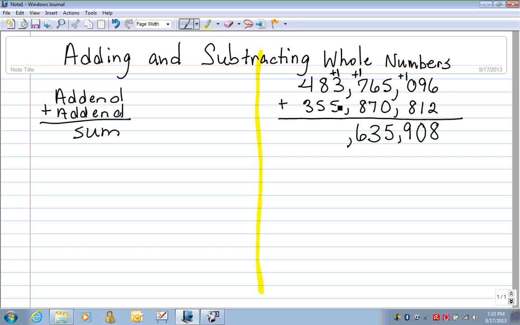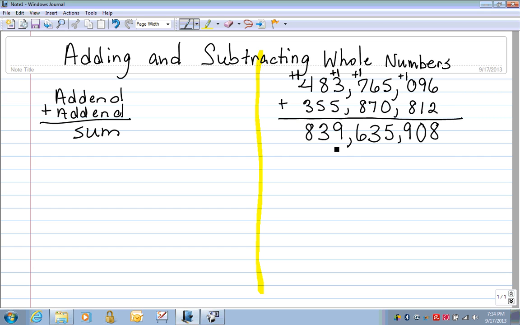3 plus 1 is 4. 4 plus 5 is 9. I don't have to carry anything because remember, it's a base 10 system. I don't have to carry until I get to 10. 8 plus 5 is 13. So I do have to carry and add 1 to the next column. 4 plus 1 is 5, plus 3 is 8. So our answer is 839,635,908.